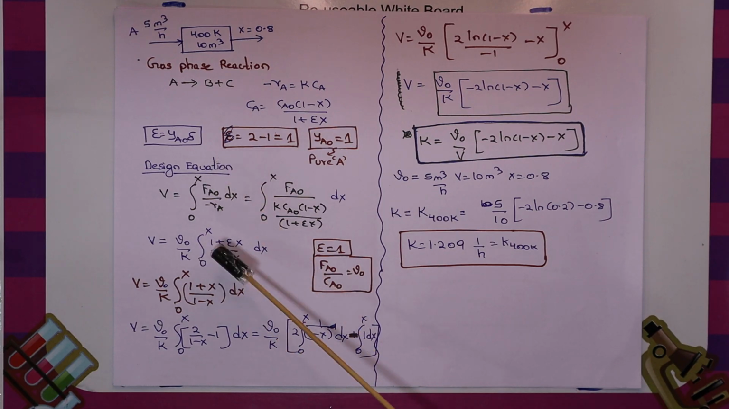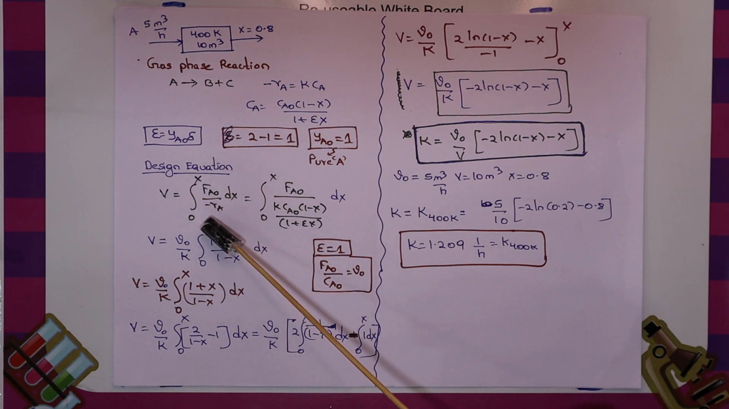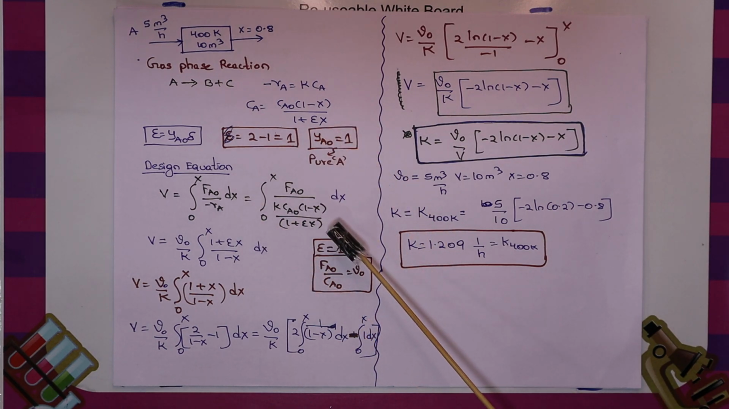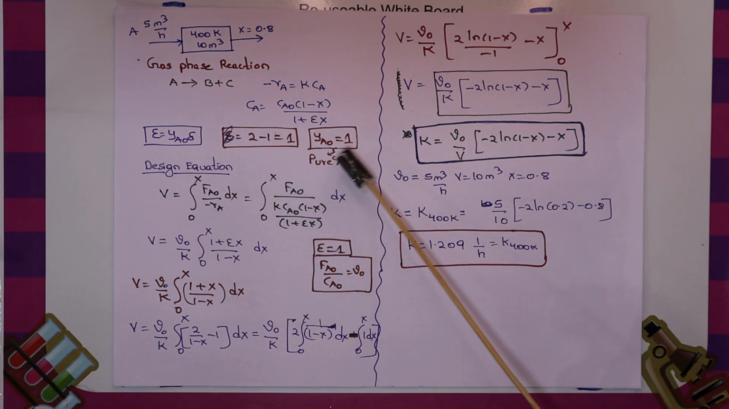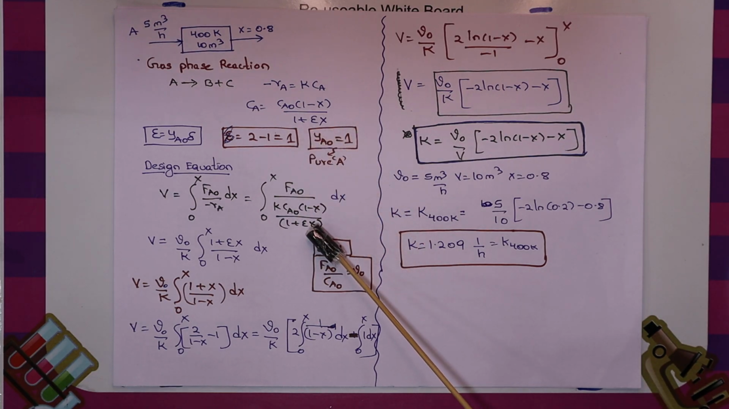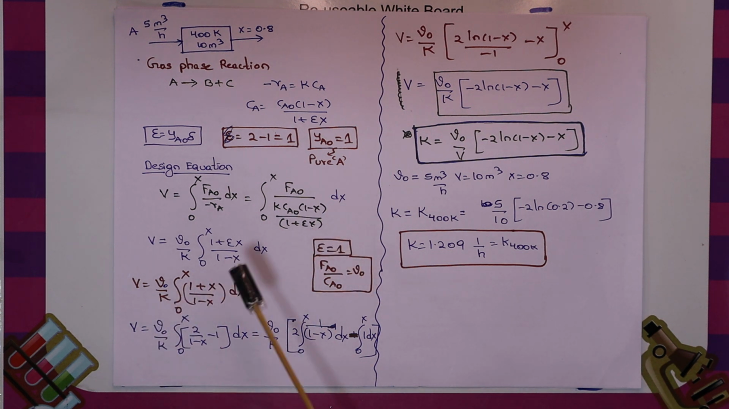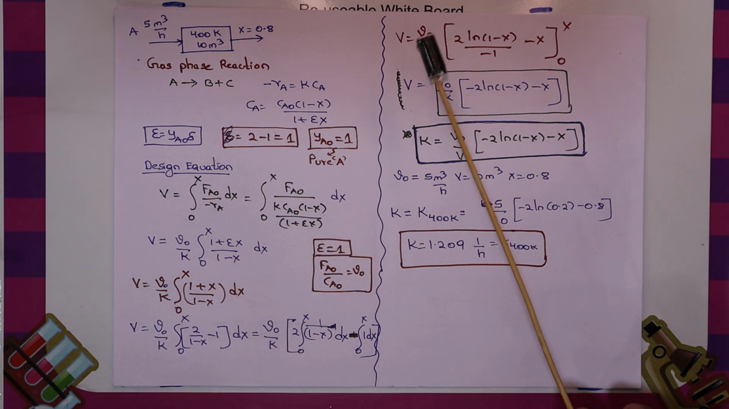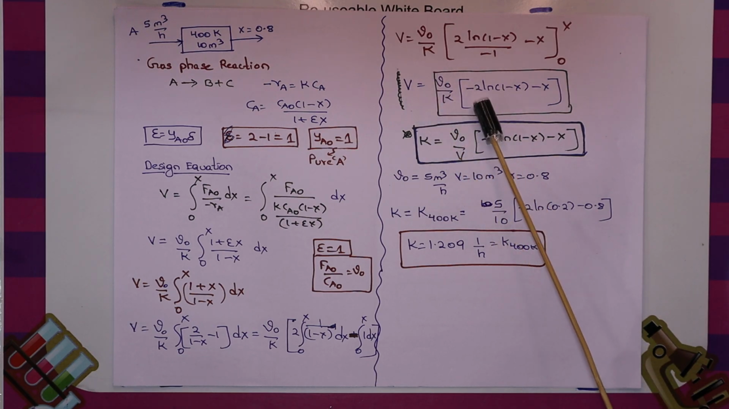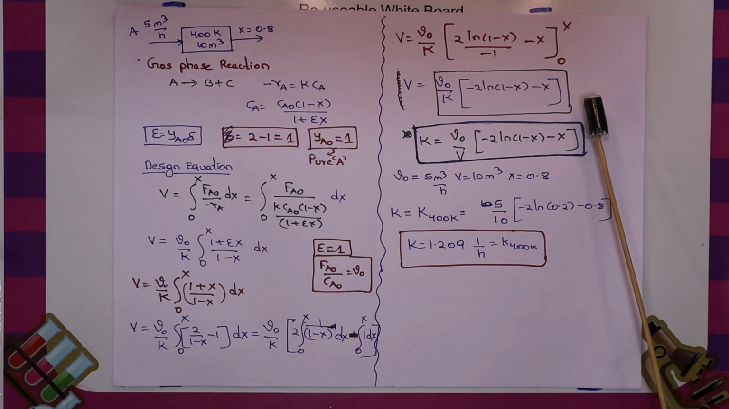Design equation for the PFR: V equals the integral from 0 to X of Fa naught by minus Ra dx. Substitute the value of Ra, which is here, and epsilon equal to 1, that means y naught equal to 1 and delta equal to 1, so epsilon equal to 1. If you integrate, finally you get V equal to V naught by k into minus 2 ln(1 minus x) minus x.